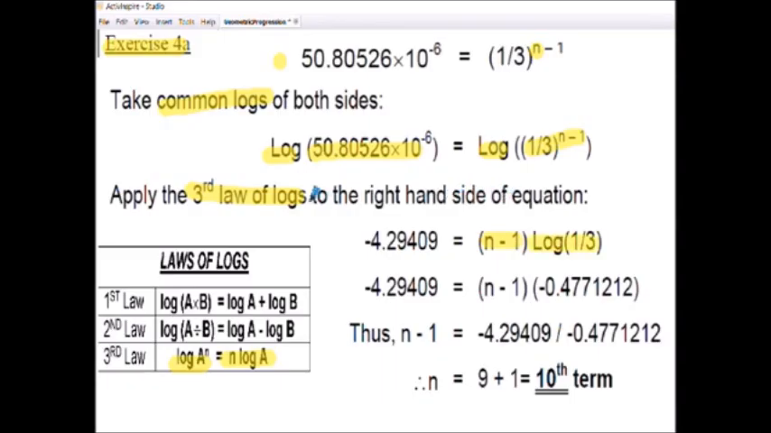On the left hand side I simply worked out the log of the 50.805 times 10 to the minus 6, and that's minus 4.29409. On the next line I simply worked out the log of a third from my calculator, so minus 0.4771212, and on the subsequent line I've worked out that n minus 1 is equal to the minus 4.29409 divided by the minus 0.477, etc. Doing the numbers on that, you'll find that n is equal to 9 plus 1, the n is the 10th term. So in other words, the 1 upon 9 is the 10th term in our series.